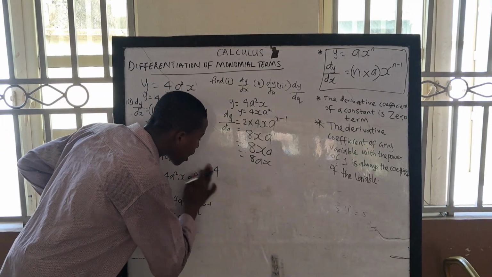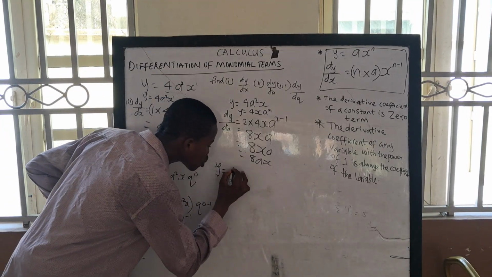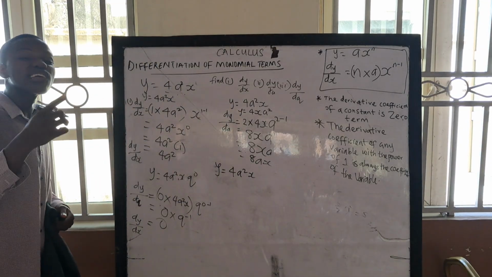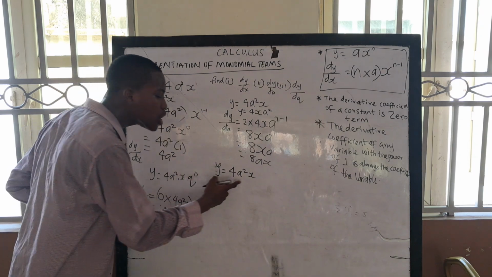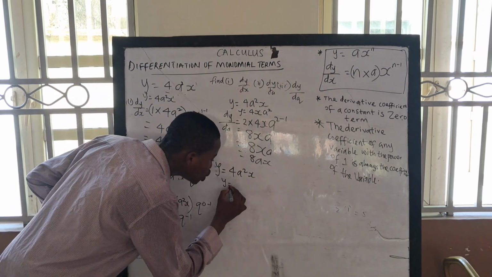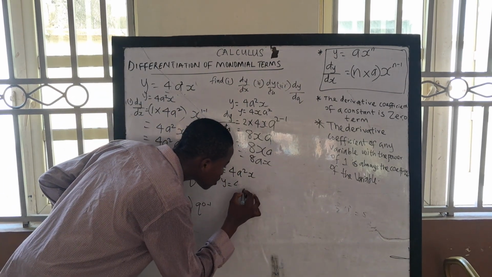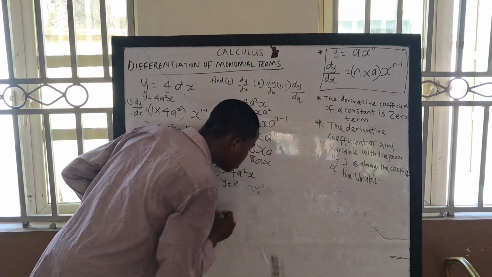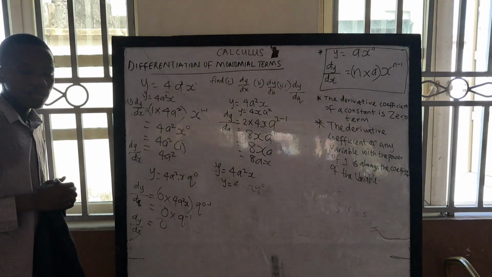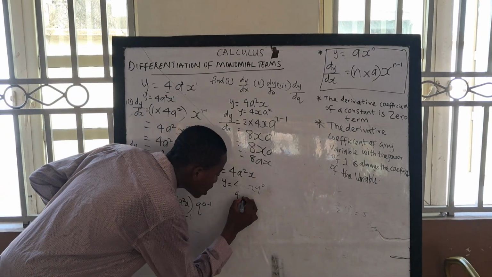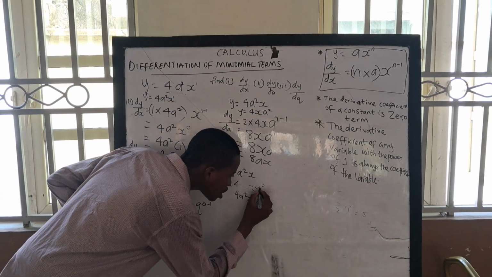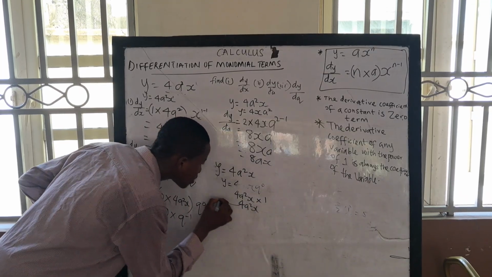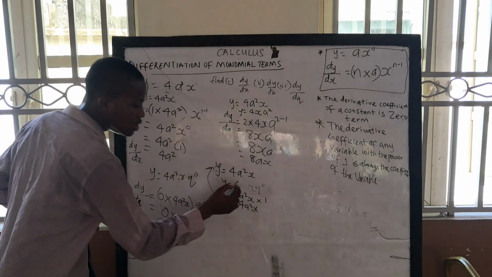Recall, this is my original function. My original function was 4a squared x. But I'm asked to differentiate y with respect to q, so I will include q in my function. So if I'm including q in this function, I'm having 4a squared x q raised to power 0. Recall that q raised to power 0 is 1. So this is the same as saying 4a squared x. So I got back the same thing. This is still the same thing.